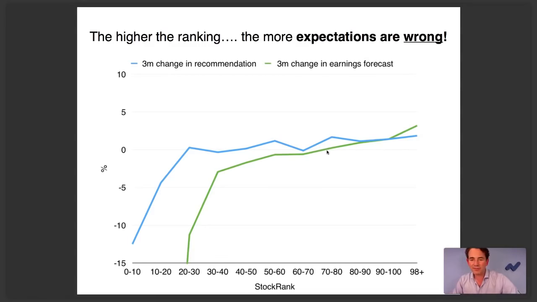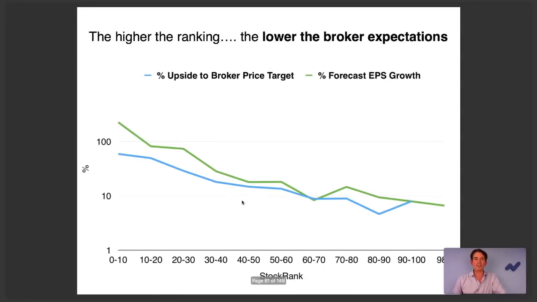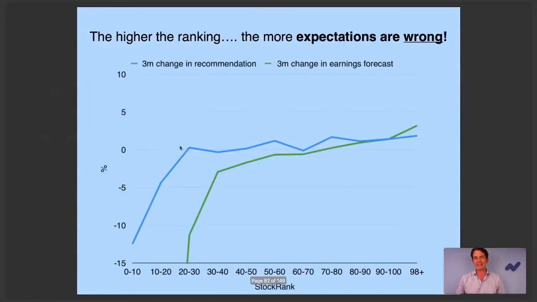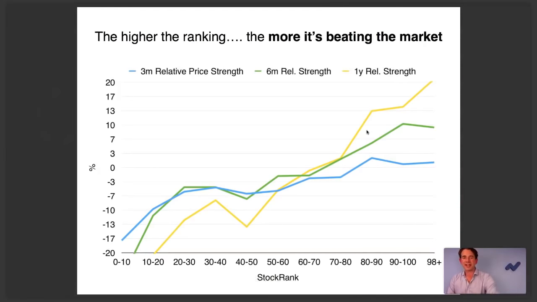And for rankings below that, they've actually been having to cut them. So they've basically been over-optimistic on those shares which are lower ranking, and under-optimistic on the other ones, the higher-ranking shares. And then we can look at the price change. The higher the ranking, the more they've been beating the market.